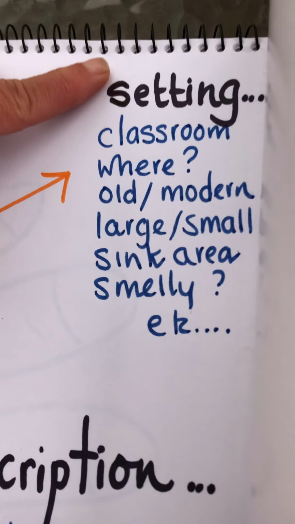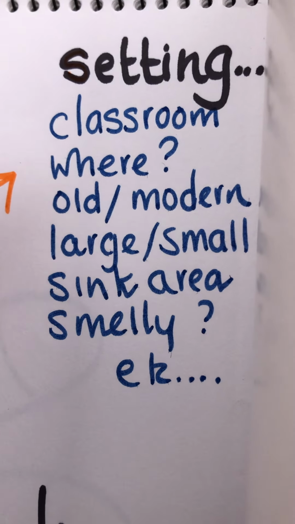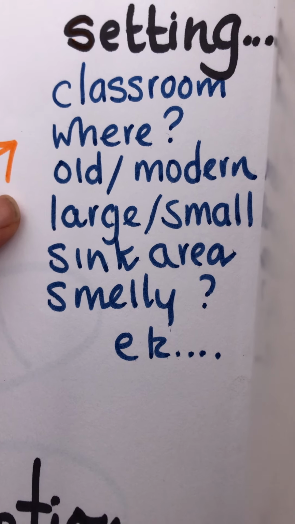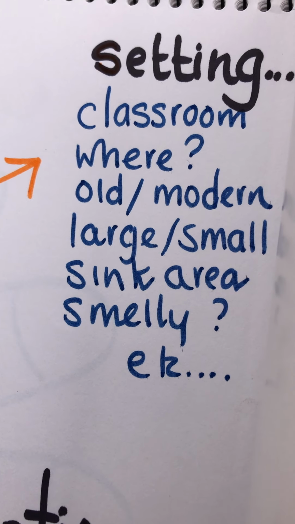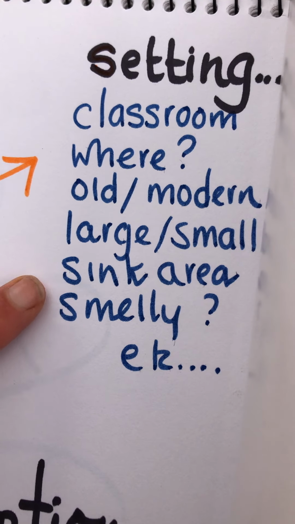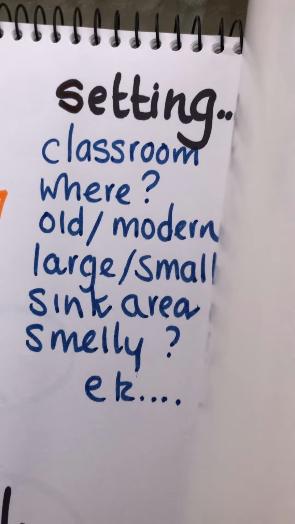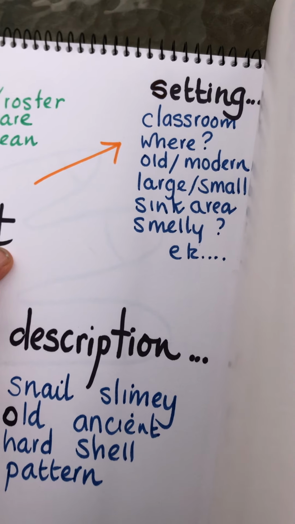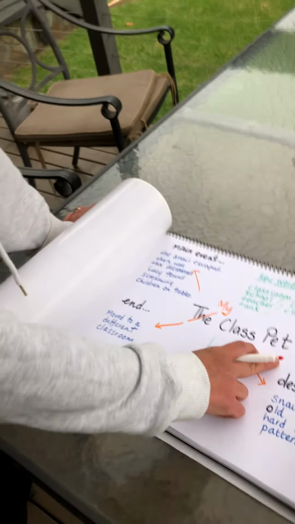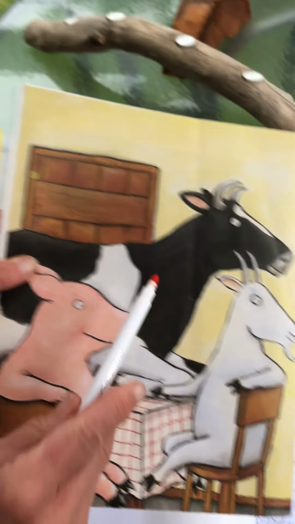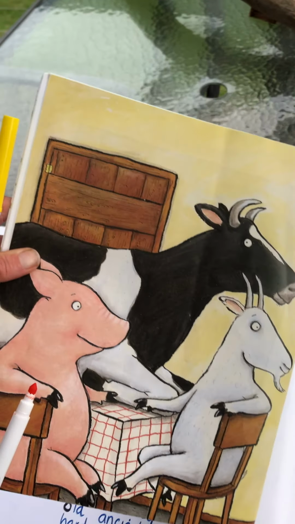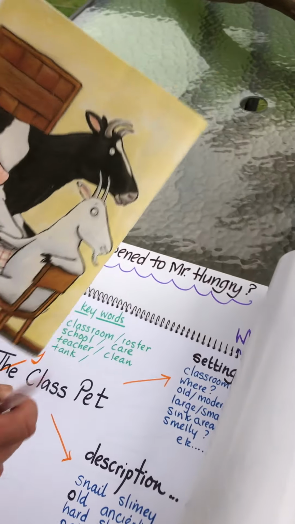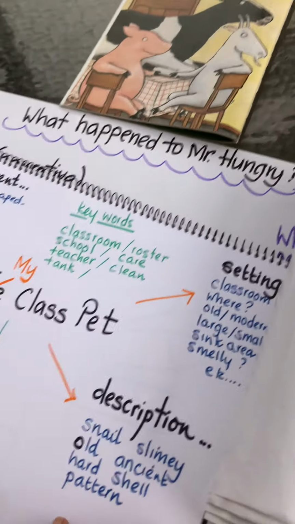So the setting. What does the classroom look like? Is it old? Is it modern? Is it large? Is it small? Where is the pet kept? Is it in the sink area? Is it a smelly pet? All those things. I think actually the thing that you have to decipher first of all is, what is your class pet? Is it going to be a really little creature like a stick insect, a little insect, or is it going to be, for example, a cow or a goat or a pig? That would be a great story, could make it really comical with those in there.